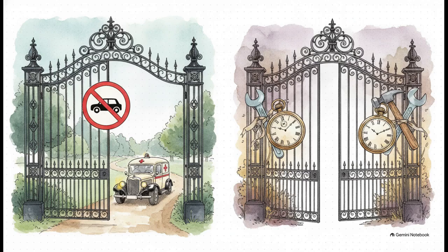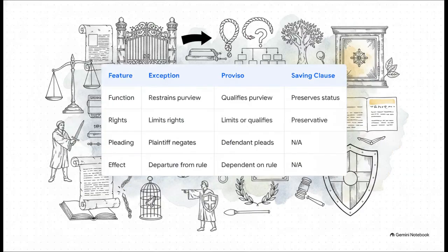A proviso doesn't carve a whole category completely out of the rule's universe. Rather, it introduces a condition precedent. It says the main rule still applies, but we're qualifying it under these very specific circumstances. Seriously, take a mental screenshot of this matrix right now. Mapping out the juristic function, the nature of rights, and the specific rules for pleading in court is your ultimate blueprint for acing those essays.